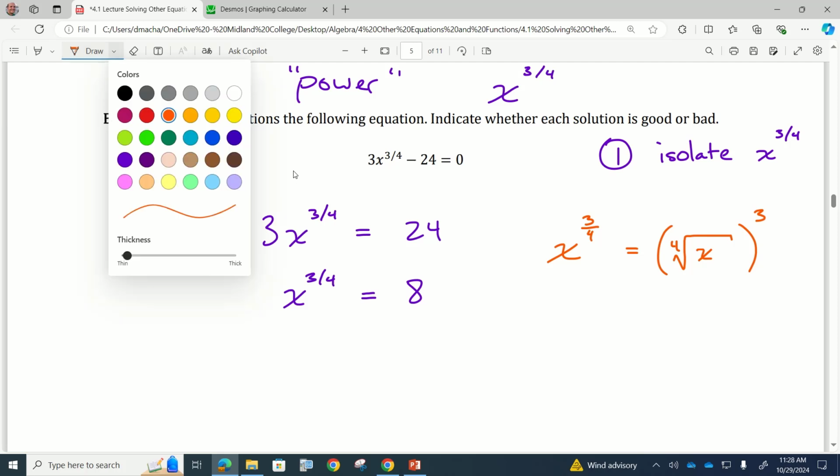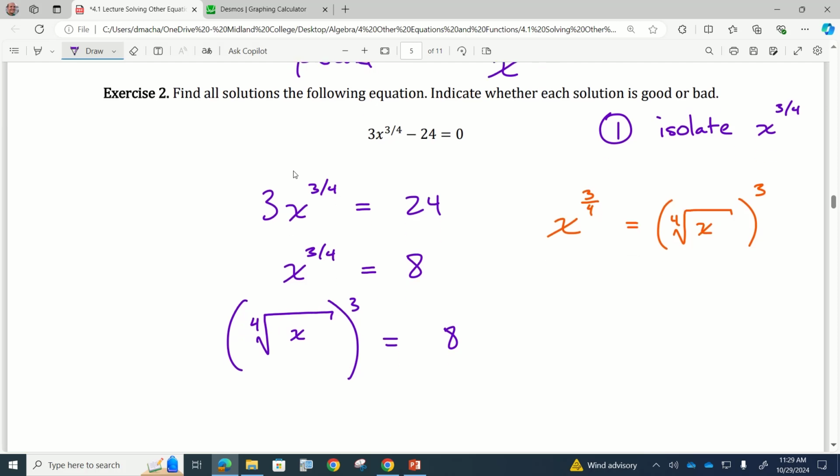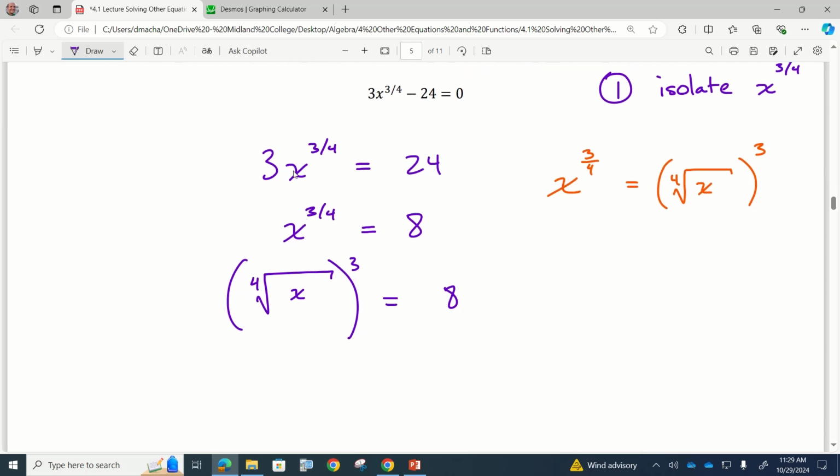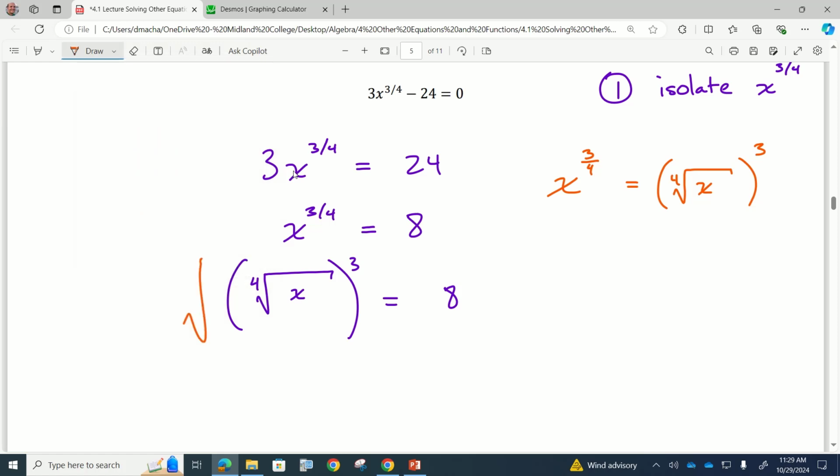So that means for my equation, what I'm really looking at on the left side is the 4th root of x raised to the 3rd power. And as I continue to solve here, I think, how do I get rid of that 3? I could take the cube root of both sides. So here is me taking the cube root of both sides.